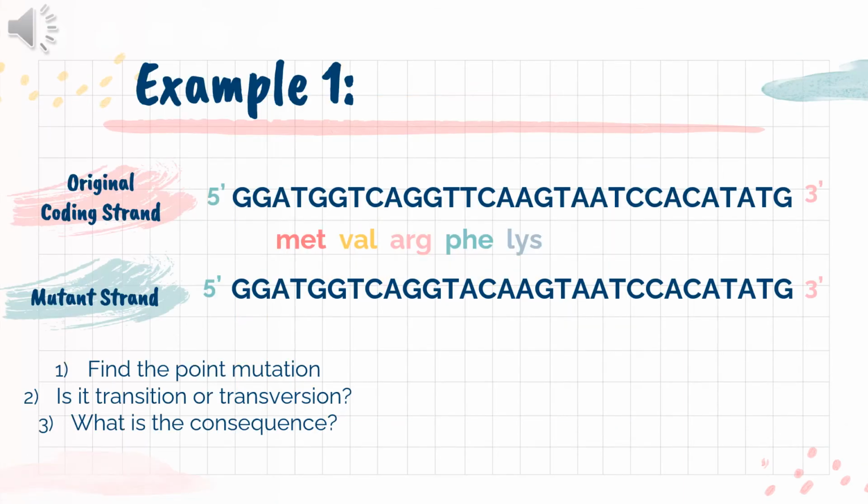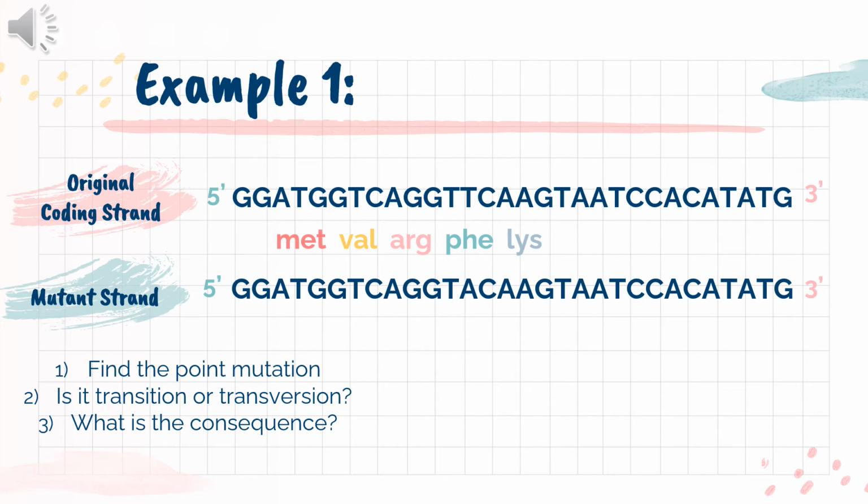In our first example problem, we have our original coding strand with the amino acid products it codes for beneath it, and our mutant strand that contains a point mutation for us to find. Our tasks are listed below. We must find the point mutation, determine if it's a transition or transversion, and what type of consequence comes from it. Pause now to try it for yourself.